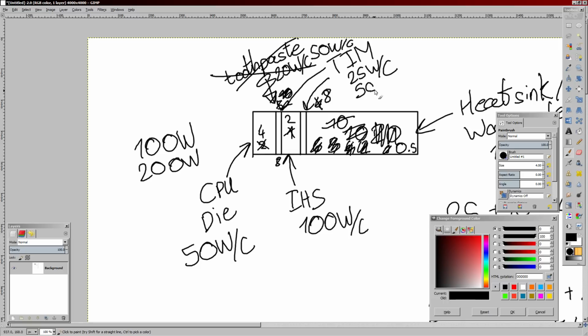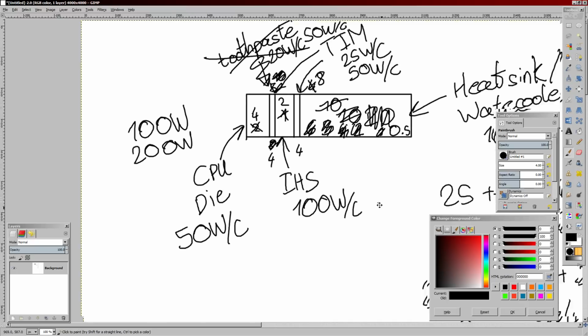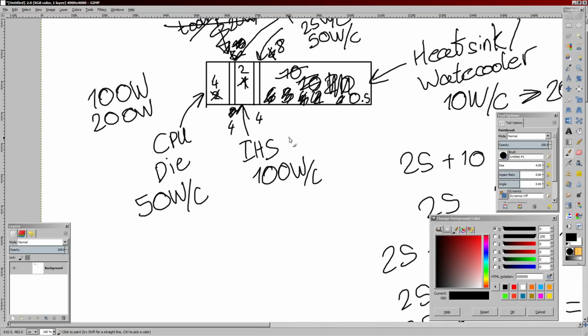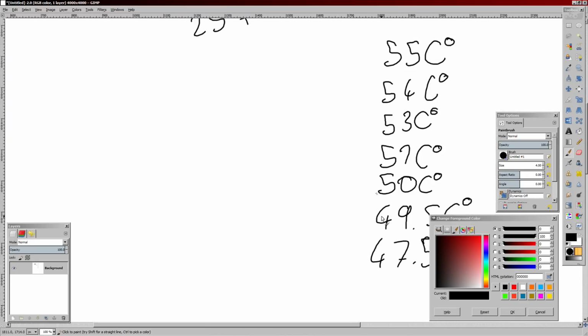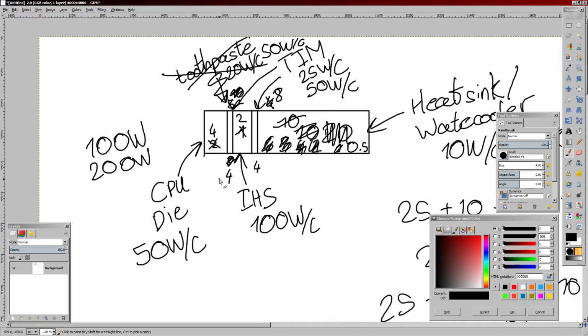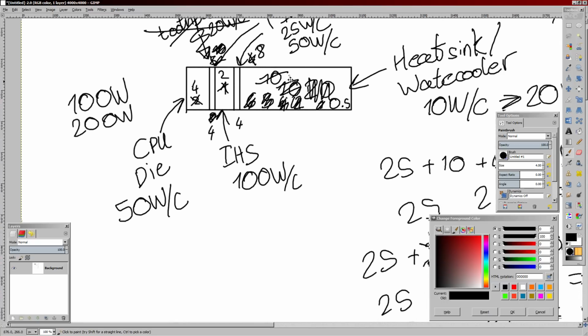So we have 50 watts per degree centigrade on both sides now, right? So we go to liquid metal now. And so now our thermal gain here is 4 degrees, our thermal gain there is 4 degrees, and we just knocked off 8 degrees off our CPU temperature with a thermal paste swap. This is not actually realistic for the most part, but you get the idea here.